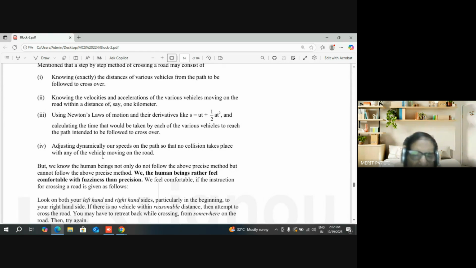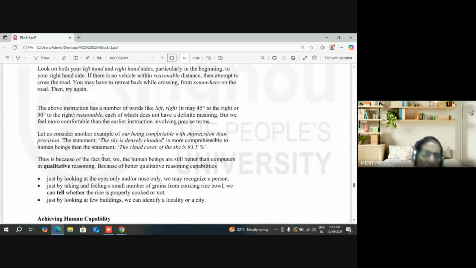We, the human beings, rather feel comfortable with fuzziness than precision. We feel comfortable if the instruction for crossing a road is given as follows. Look on both sides, left hand and right hand side, particularly in the beginning to your right, and if there is no vehicle within a reasonable distance, then attempt to cross the road. You may have to retreat back while crossing, somewhere on the road, then try again, and so on and so forth. So the above instruction has a number of words like left, right. It may be 45 degrees to the right and 90 degrees to the right. So that's the type of thing.